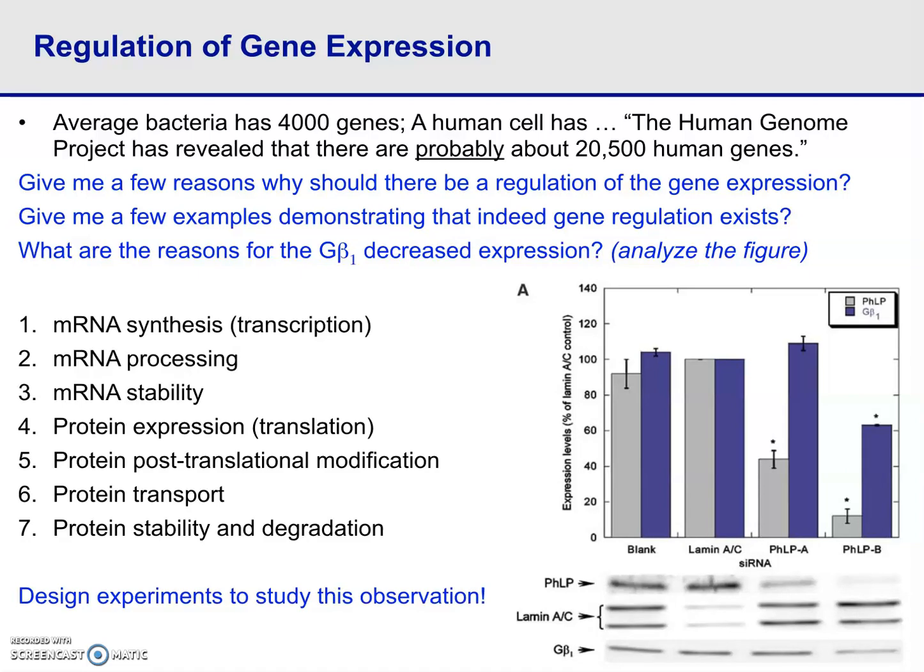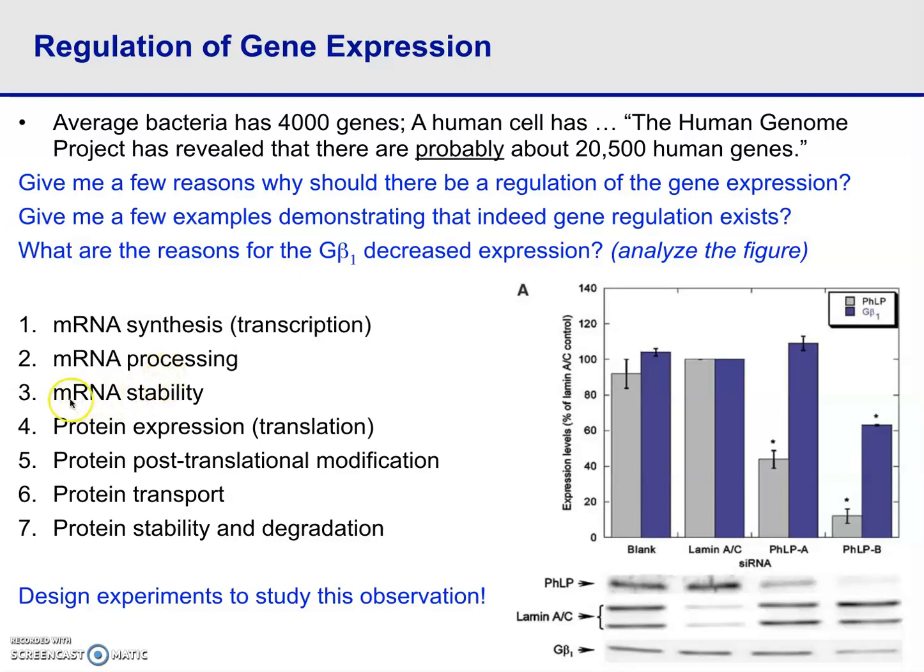There are really 7 general areas we needed to explore. First, was there a problem with mRNA synthesis, or a problem with the transcription of G beta 1? And how did fusiform-like protein lead to decreased transcription of G beta 1? How do we prove that? Or was there a problem with the mRNA processing, not so much with the generation or synthesis of mRNA, but with how it's processed?